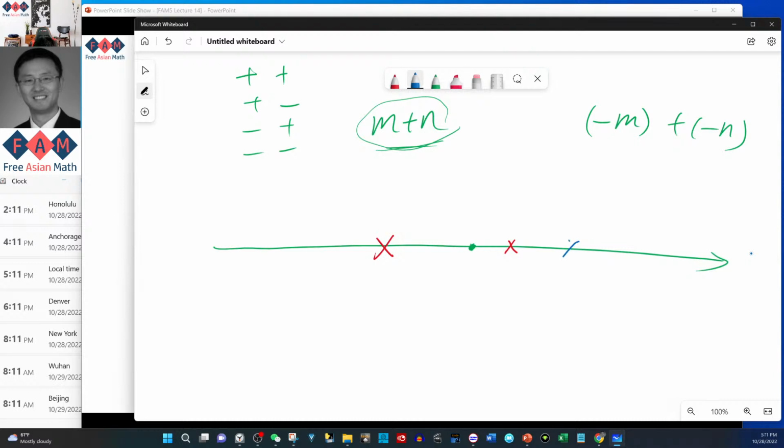We take its mirror image here. So this is m and this is n. So we take the mirror point of m. So this is actually the negation of m, or negative m, right here, right? We also take the mirror image of n, so we get this point. This is negative n.